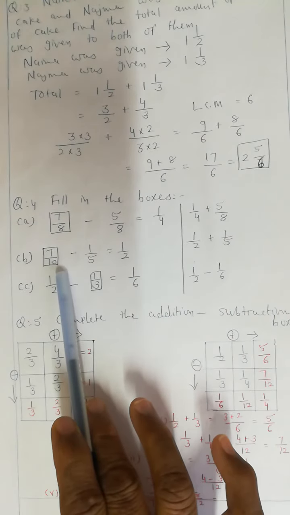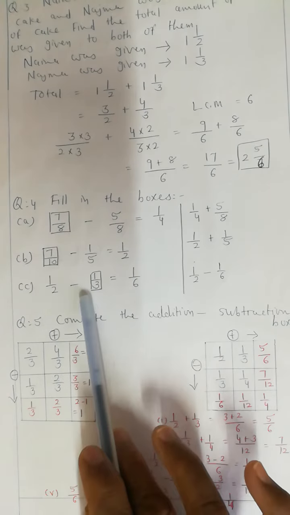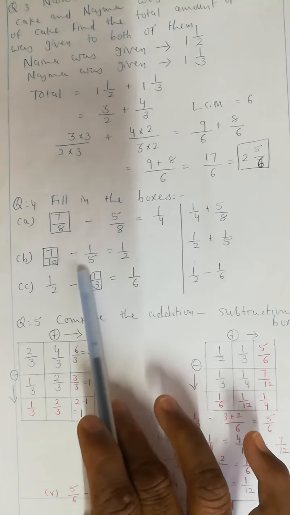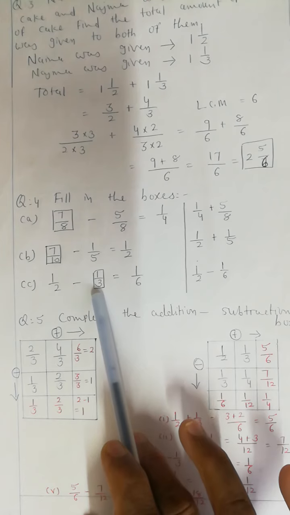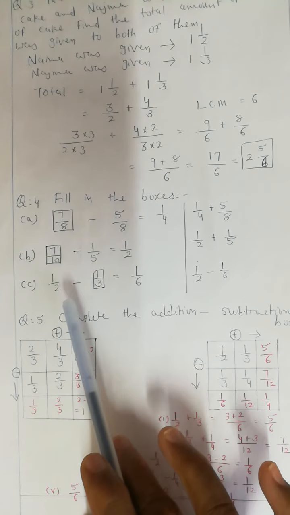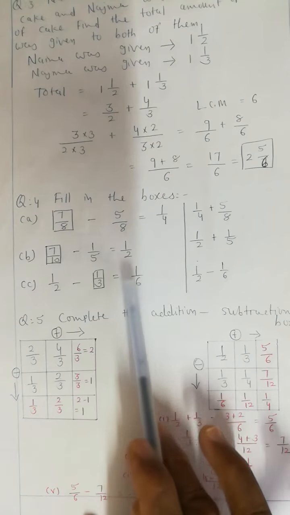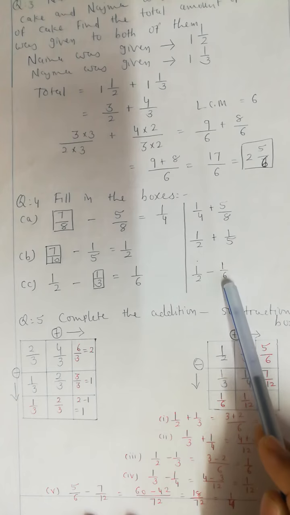It is your answer in the box. Now 1 upon 2 minus box equals 1 upon 6. Here you have box at this place. Therefore, here you have to subtract. Subtract smaller number from the bigger number. 1 upon 2 is bigger than 1 upon 6. Now subtract 1 upon 2 minus 1 upon 6.